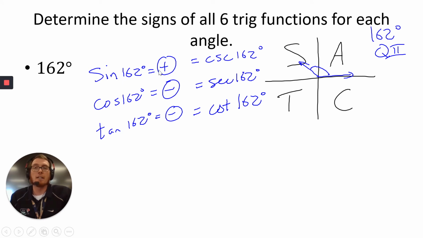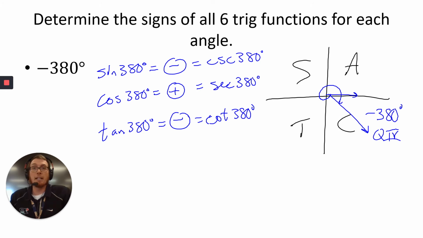So you notice I have sine is positive. If sine is positive, its reciprocal is also positive. Don't get confused about the reciprocal piece, because whatever the fraction is, if it's positive and I flip-flop them, it's still going to be positive. So sine and cosecant are positive, and all the others are negative because the x values are negative in that quadrant. So cosine, secant, tangent, and cotangent are all negative.